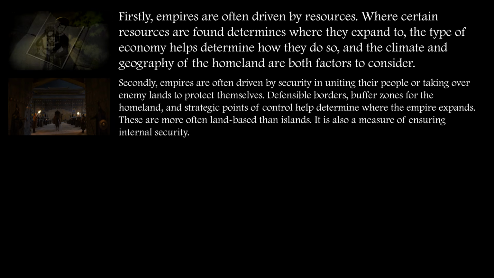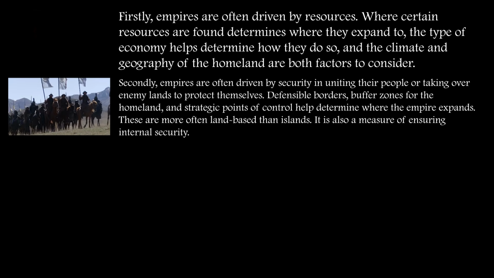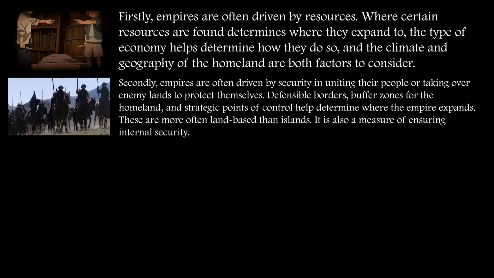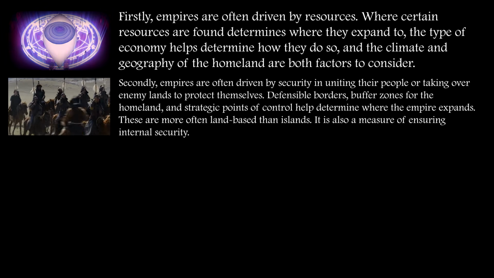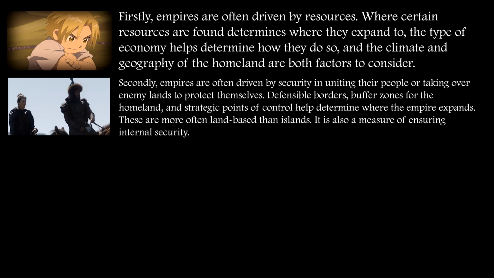Secondly, empires are often driven by security and uniting their people or taking over enemy lands to protect themselves. Defensible borders, buffer zones for the homeland, and strategic points of control may help determine where their empire expands to. These are often more land-based or landlocked than islands. It is also a measure of ensuring internal security.